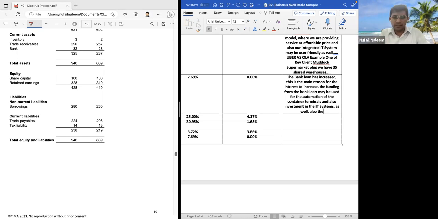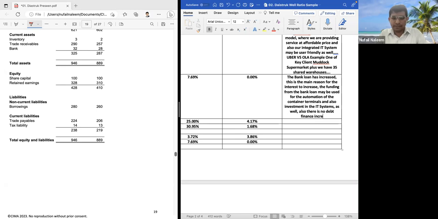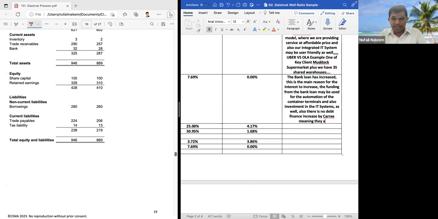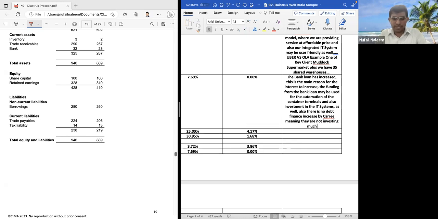Also, there is no debt finance increase by carry, meaning they are not investing much on new technology. So students, get it very practically. So that is the basic ideology of this point of view.